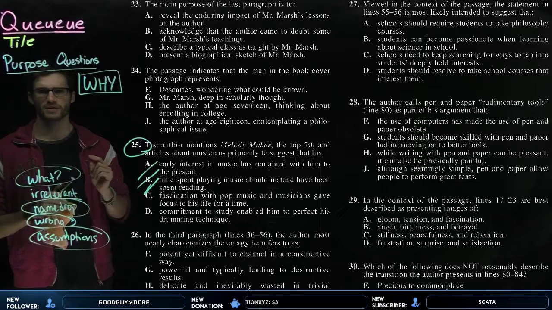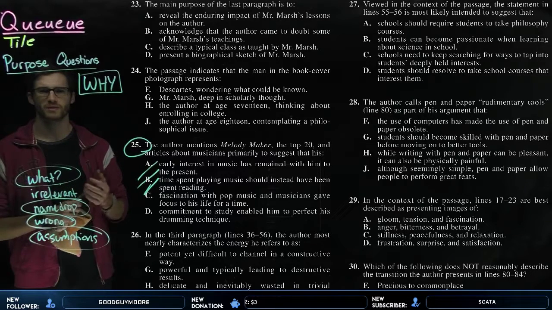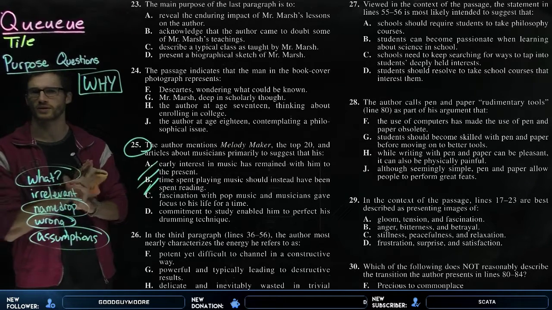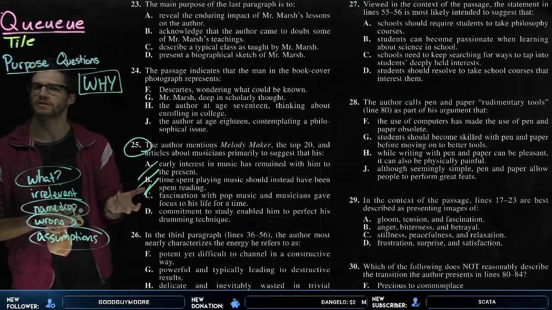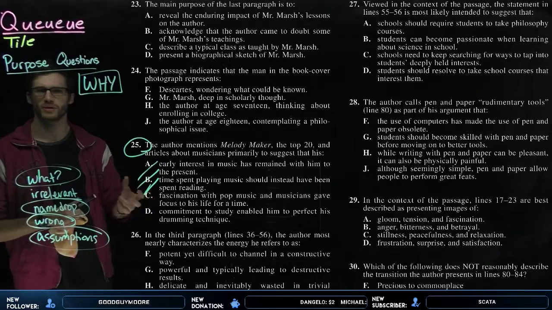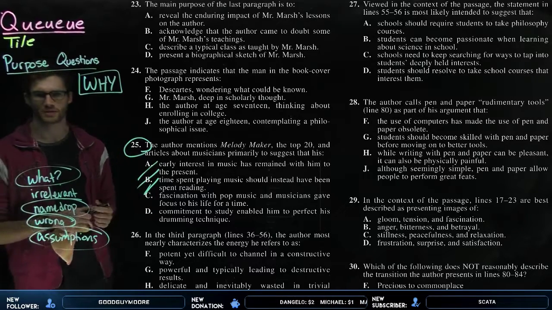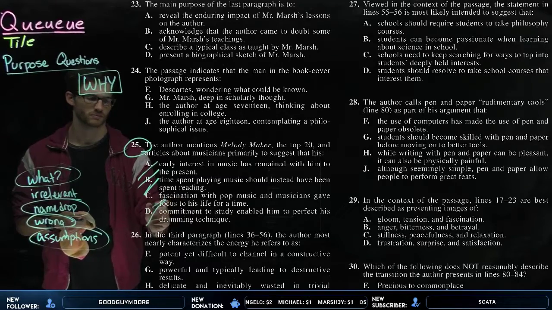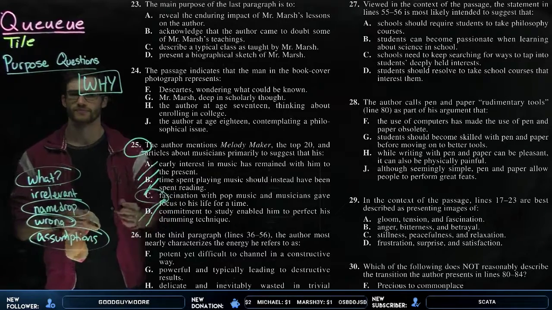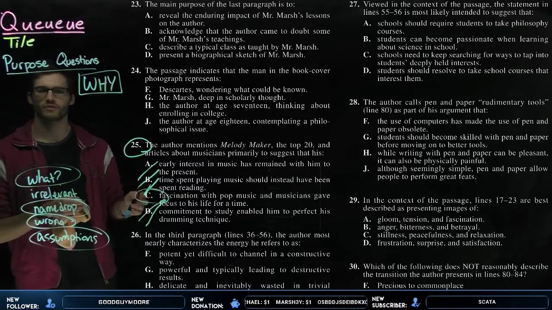No, this is not a commitment to study. So he mentioned the Melody Maker and then top 20 music, and that doesn't explain a commitment to studying. That wouldn't be the reason why he's committed to studying. So I don't like D, which means that the answer is C. Okay? Please let me know if you have any questions on that.